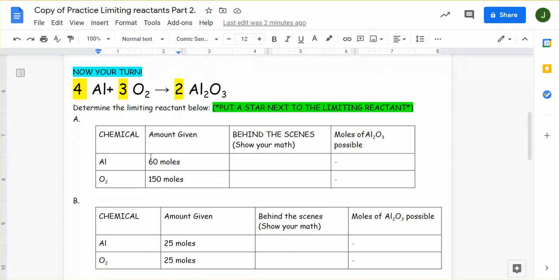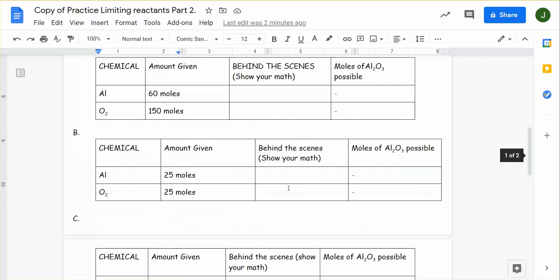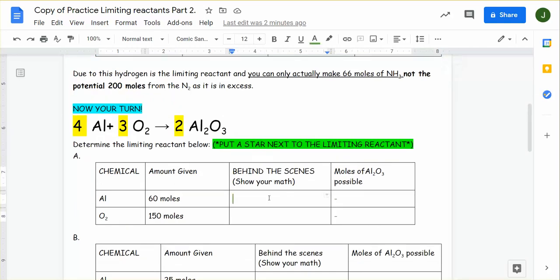So here, this is what the rest of the assignment looks like. I'll go over part A just to make sure you might understand it a little better once you see it in action. Here, we're given 60 moles of aluminum, and we have 150 moles of our oxygen. Now I've got to figure out the math part.